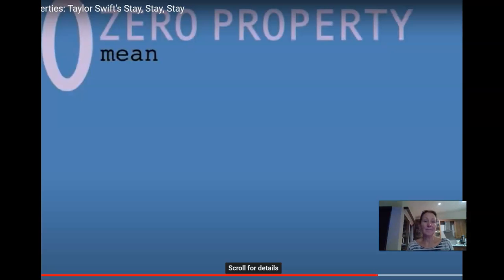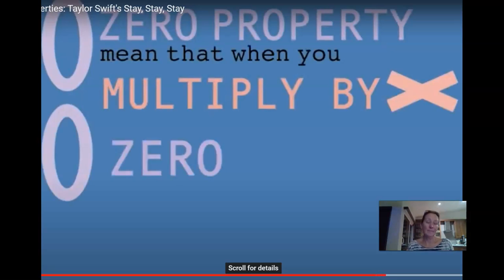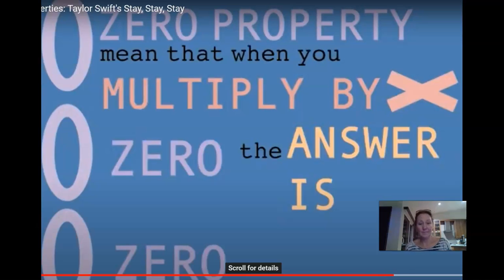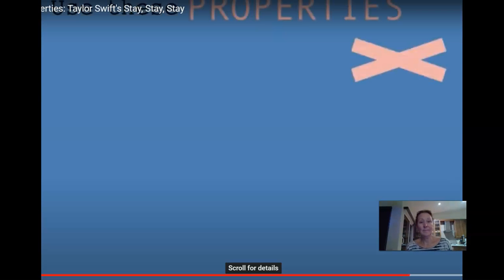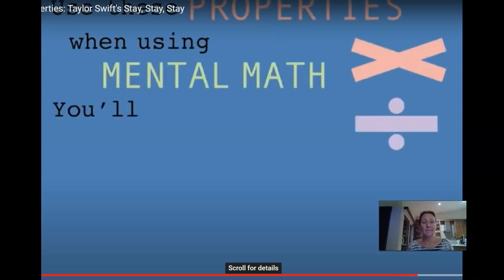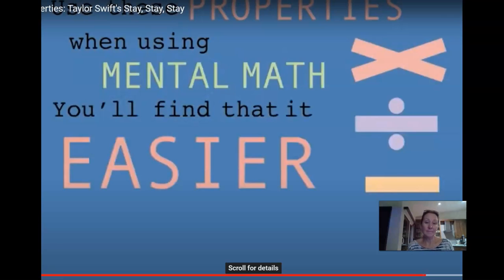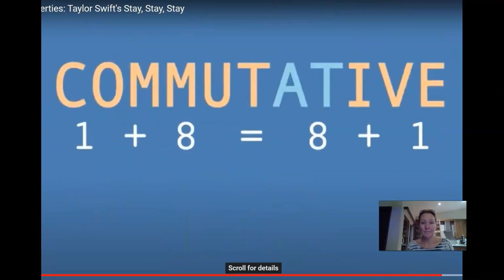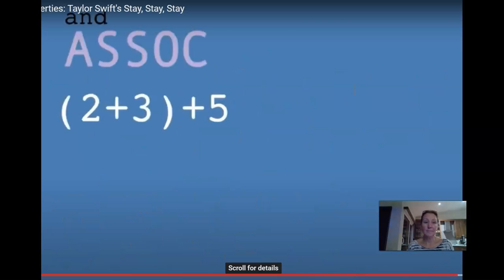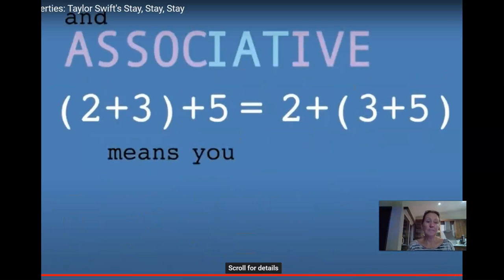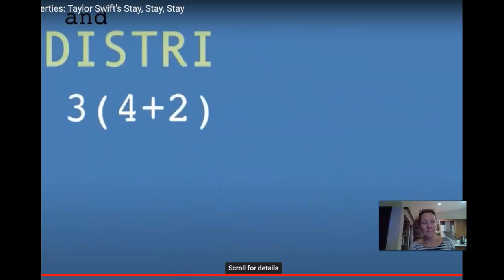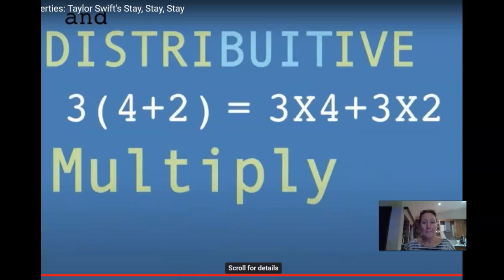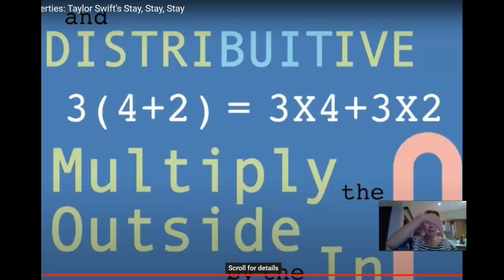Zero properties mean that when you multiply by 0, the answer is 0 all the time. Use these properties when doing mental math. You'll find that it is easier all the time. Commutative means you change the order, and associative means you change the grouping, and distributive, multiply the outside by the in.